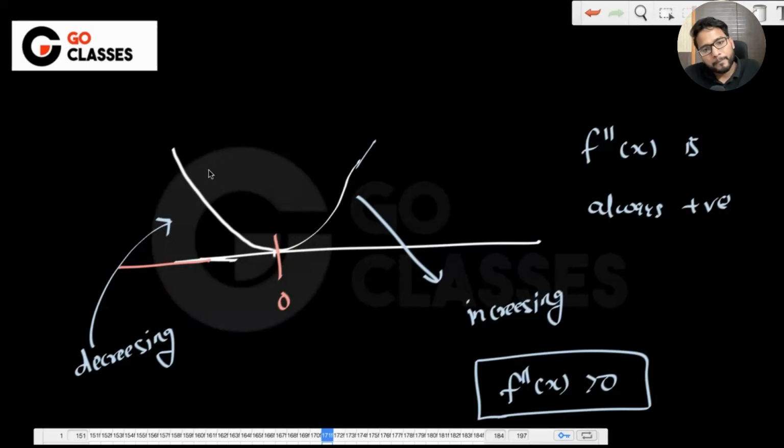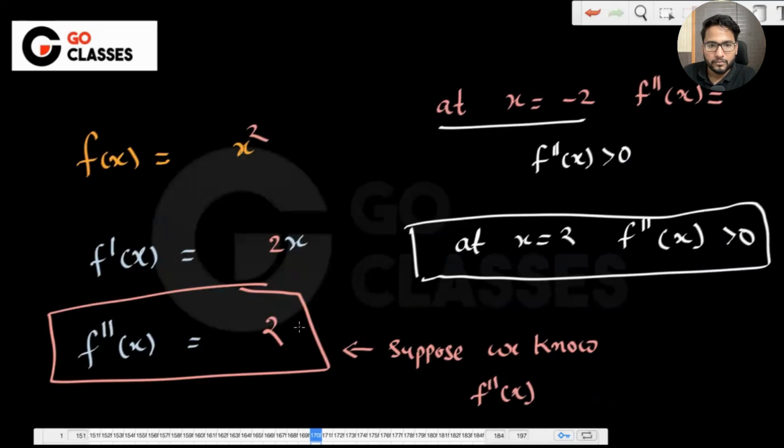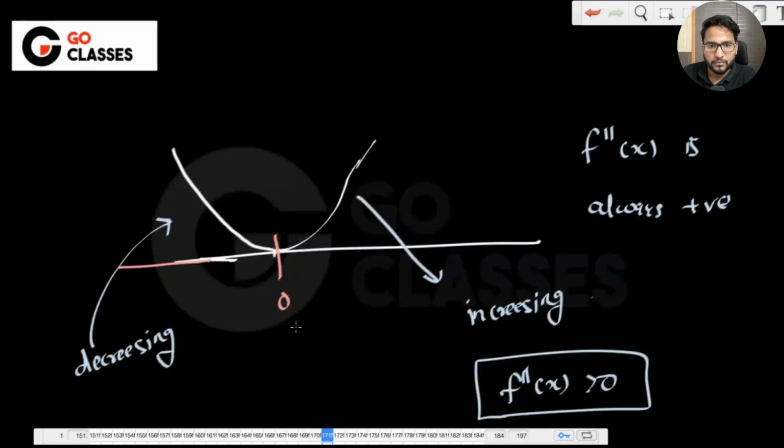So let's just check. Okay, so slope should always be increasing, right? Yes, right. So see here, if you check the slope, it will be some negative number. Basically the tan theta will be some negative number. Slope means f'(x). So if you check this f'(x) here, f'(x) is actually 2x, right? So here f'(x) is negative. And then if you check at any point, it is actually increasing.